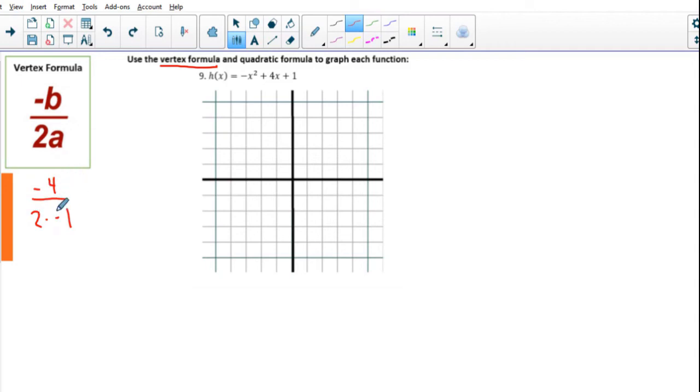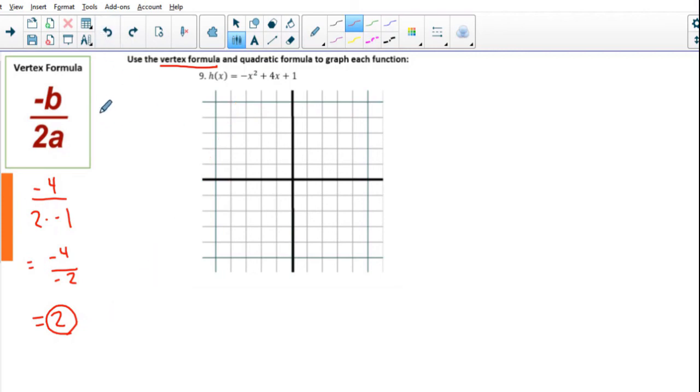And let's just go ahead and simplify this. So this is going to give me negative 4 over negative 2. The negatives would cancel out here, so this is just going to be a positive 4 divided by 2, which just gives me 2. This is the x-coordinate for the vertex, and to get the y-coordinate, I really just need to plug this back in to the original equation.